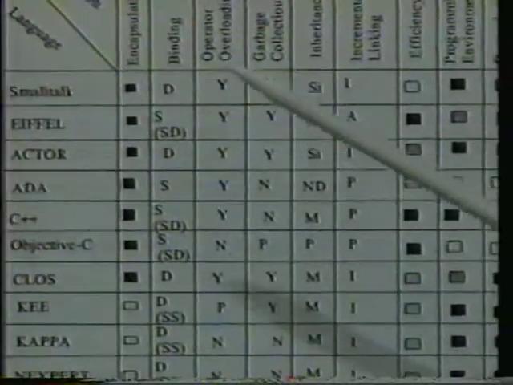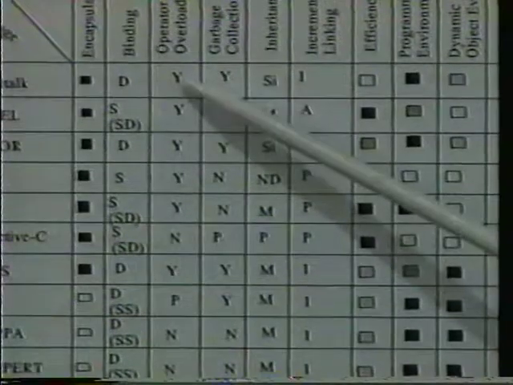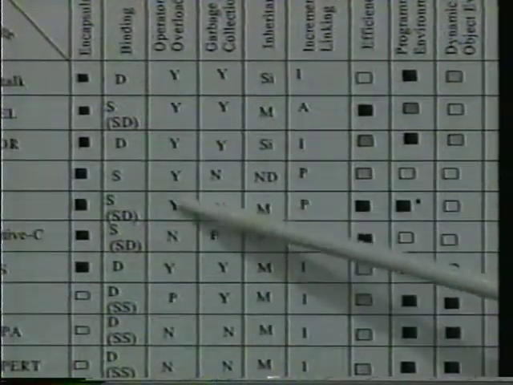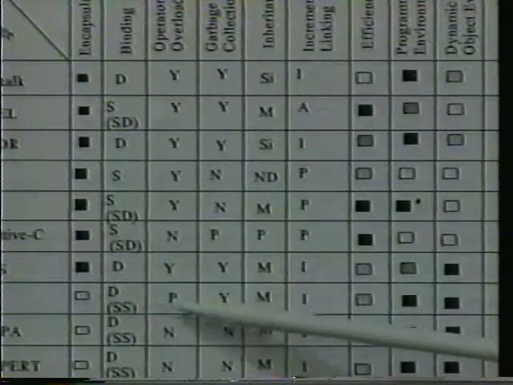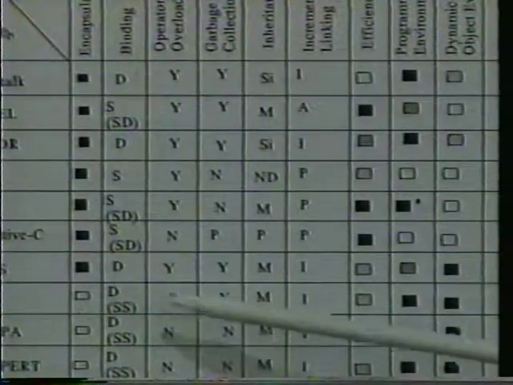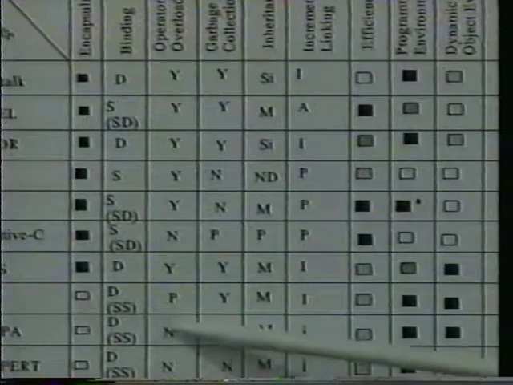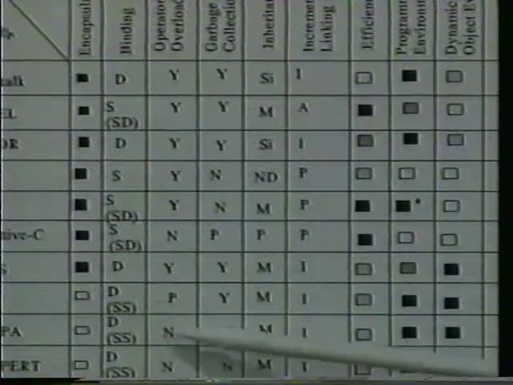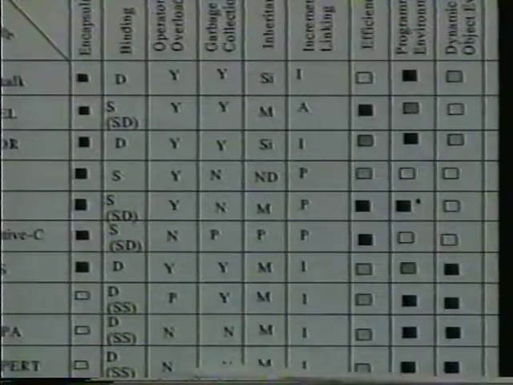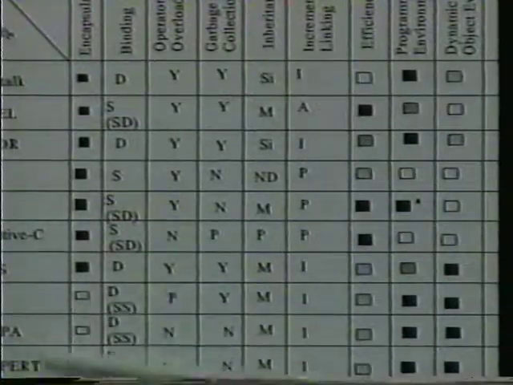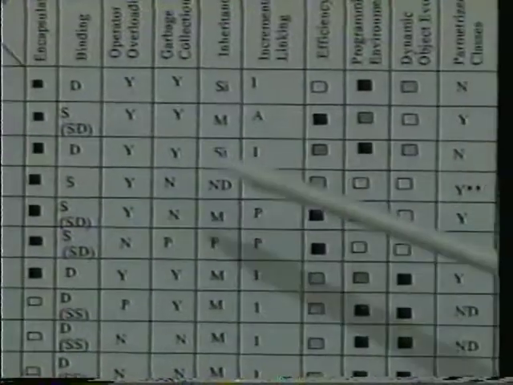Operator overloading. Most of these languages provide some kind of operator overloading except Objective-C, and in Key they say it's plausible, but I am not so sure about it. Kappa and NXpert do not offer any such thing as operator overloading, but this may not be very essential in the knowledge based expert system area.